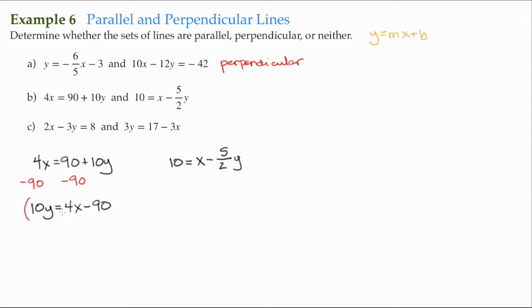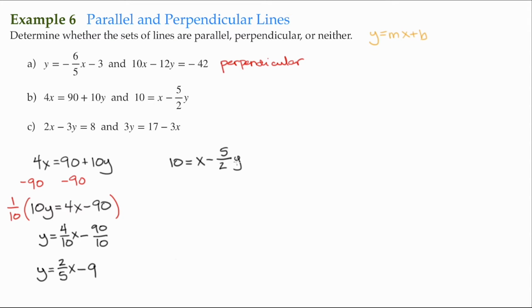I can then either multiply both sides by 1/10 or the whole thing by 1/10. 1/10 times 10y, that leaves us with y. 1/10 times 4x, that's 4/10 x. And 1/10 times negative 90, that's negative 90/10. So this winds up being y is equal to 2/5 x minus 9.